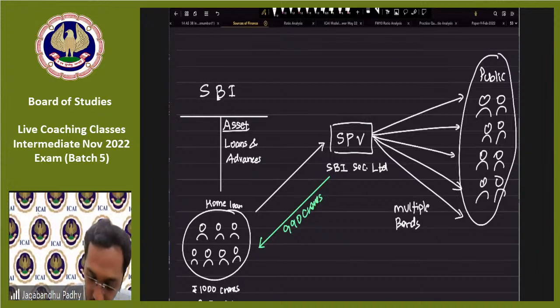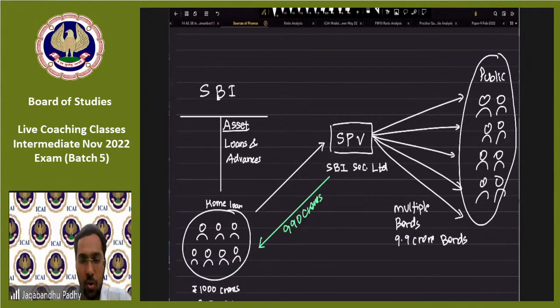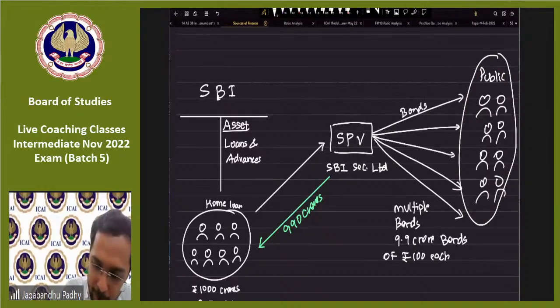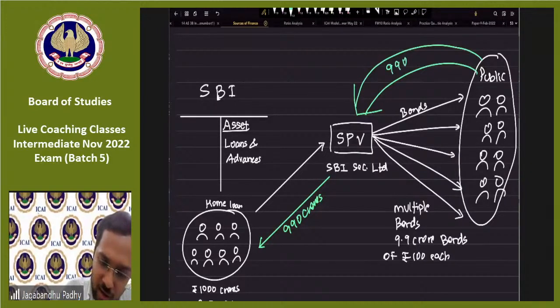Maybe it will issue, let's say, 9.9 crore bonds. SPV will issue 9.9 crore bonds of rupees 100 each. It will invite the public to come and invest in my securities, invest in my bonds. Each bond is 100 rupees, and 9.9 crore bonds will be issued by SPV in the market. A lot of the public will buy the bonds, and from the public SPV is going to get 990 crores.